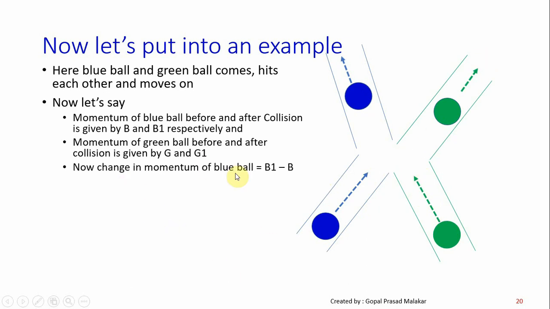Now what is the change in momentum of the blue ball? The blue ball's change in momentum is B1 minus B. Earlier it was B, now it became B1, and for the green one it became G1, earlier it was G. But what brought this change in momentum? If you recall, Newton's second law says that force brings change in momentum. The change in momentum divided by the time taken gives you the force. So essentially it is the force that brings the change in momentum.